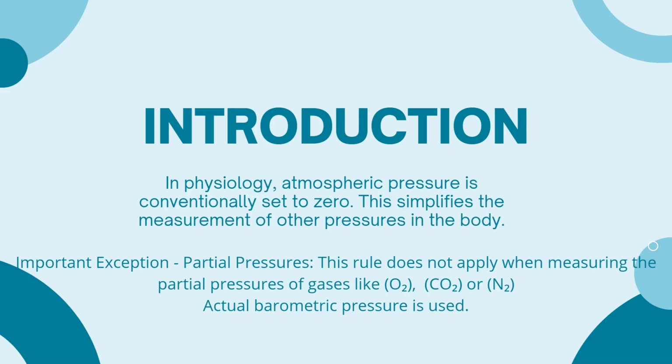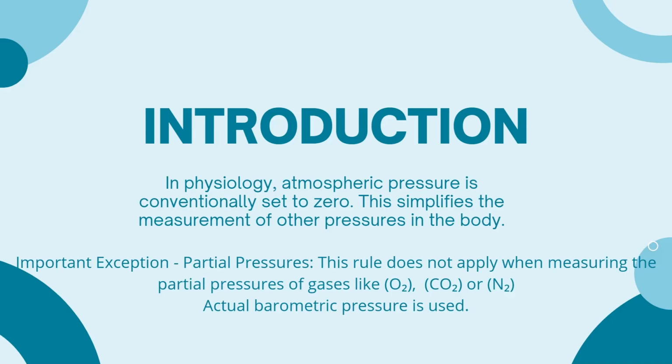So a quick reminder before we get into the actual lecture, in physiology when measuring pressure, atmospheric pressure is usually set to 0. This simplifies the measurements that we take in the body. So for example, if you wanted to take the blood pressure of someone, you'd say that their blood pressure was 100. Now 100, well it's not actually 100, it's 860. But for the sake of simplicity, we just refer to it as 100.